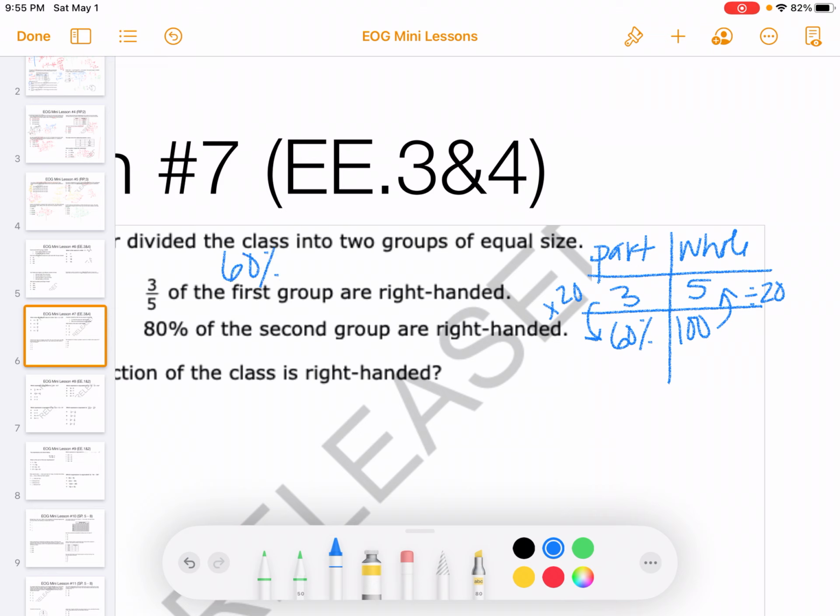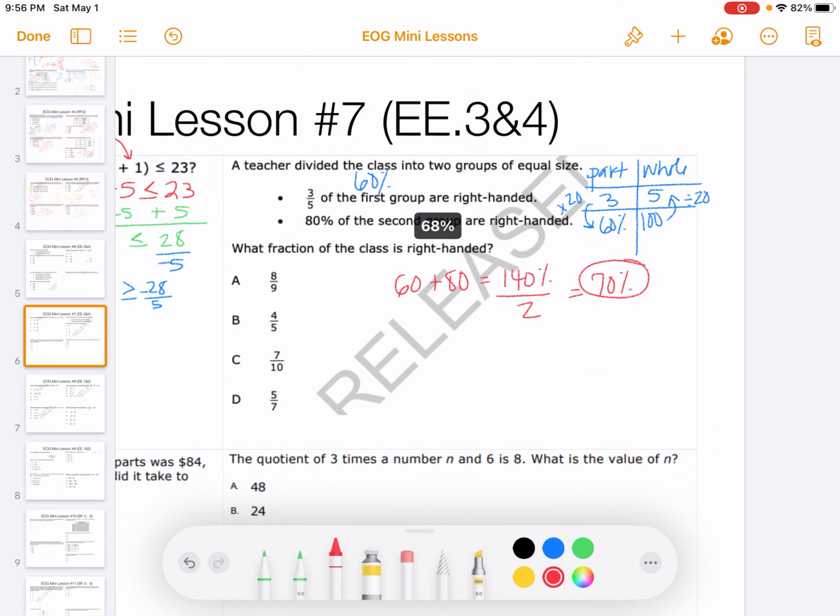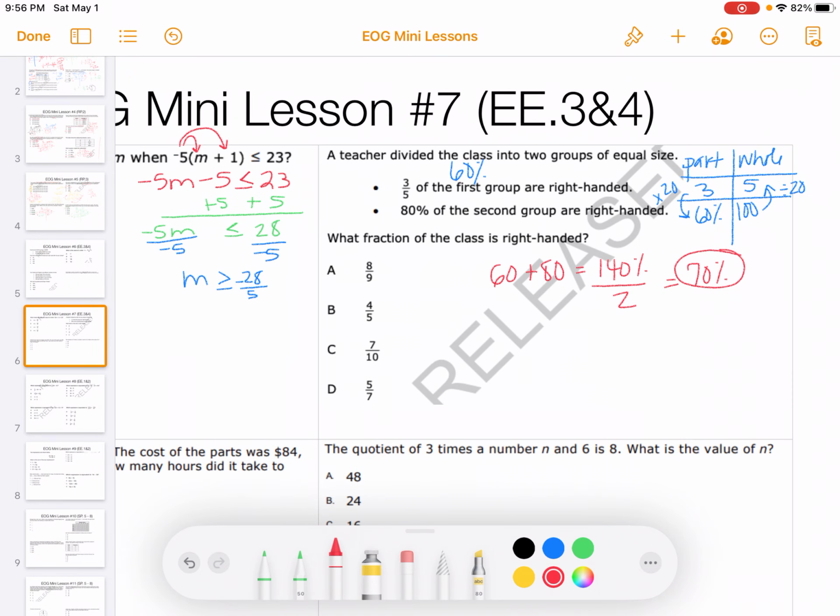So if I wanted to find the average, if I wanted to find what both groups were together, I would add them up. So 60 plus 80 is 140%, but I have to divide that by 2 because there are 2 groups. So that would be 70%. So now I need to see which one of these is going to give me 70%. It'd be 7 out of 10 because it would be 70 over 100.